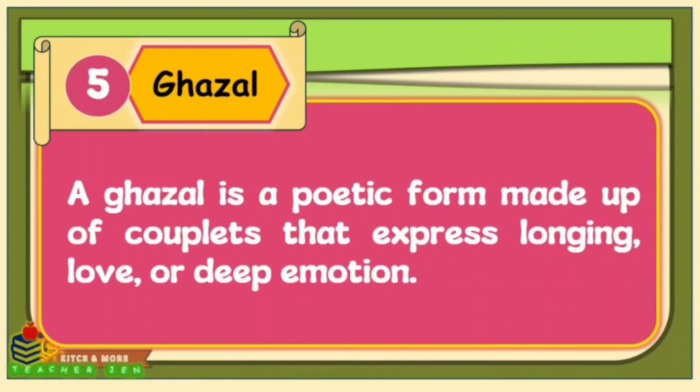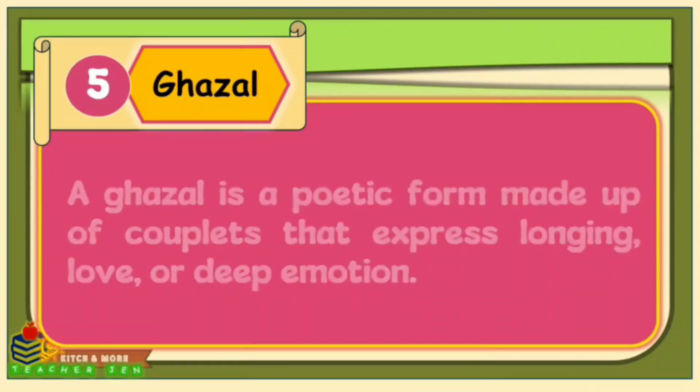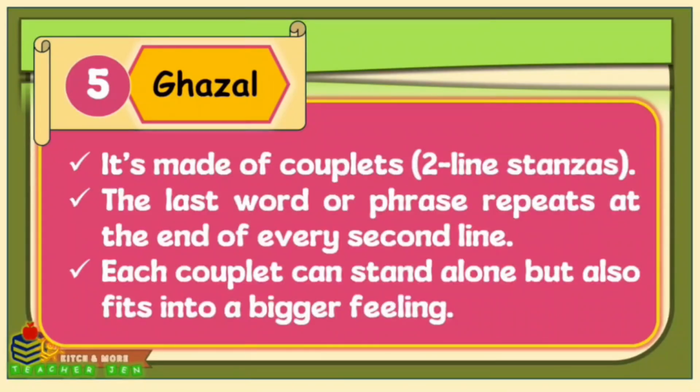That means pairs of lines. These couplets express a longing, love, or deep emotion. What makes a ghazal really unique is that the same word or phrase repeats at the end of every second line, kind of like a chorus in a love song. A ghazal is made of couplets or two-line stanzas. The last word or phrase repeats at the end of every second line, and each couplet can stand alone but also fits into a bigger feeling.